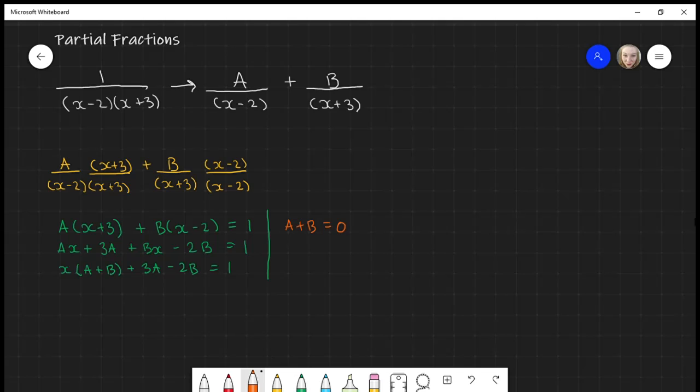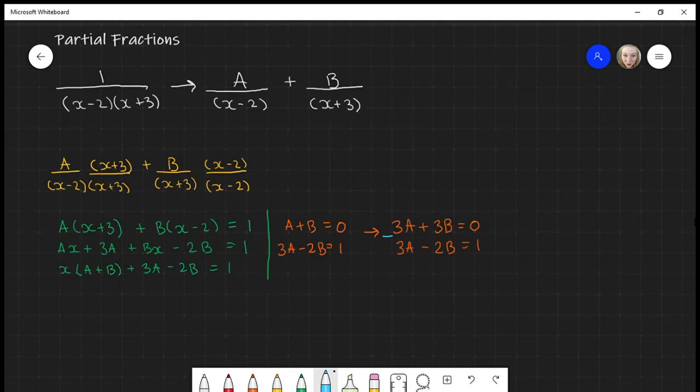On the left-hand side, we have 3a minus 2b. And on the right-hand side, we have the value 1. We can use these simultaneous equations to find the values of a and b. I will times the top simultaneous equation by 3. Then I'm going to take them away from each other.